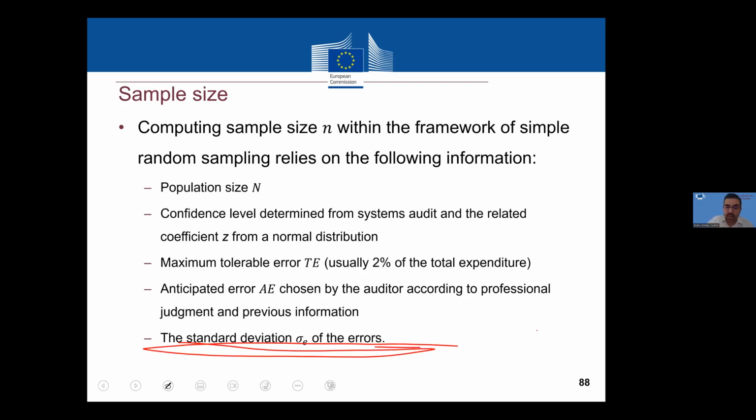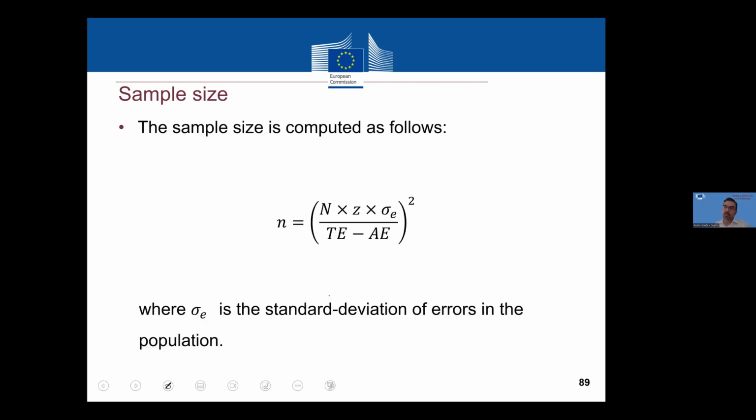And the source for this standard deviation is exactly the same as for anticipated error, the same historical data. A pilot sample that gives you an insight about what can be the error also gives you an insight about what can be the standard deviation of the error amount. So this is the formula for sample size calculation. Either you have this in Excel or in any other format, what is important is for you to know what information to feed in.